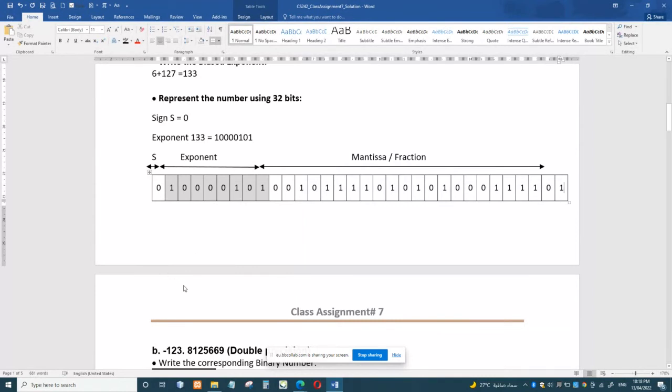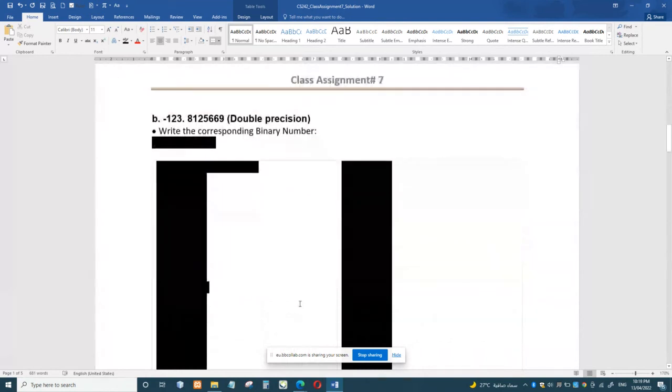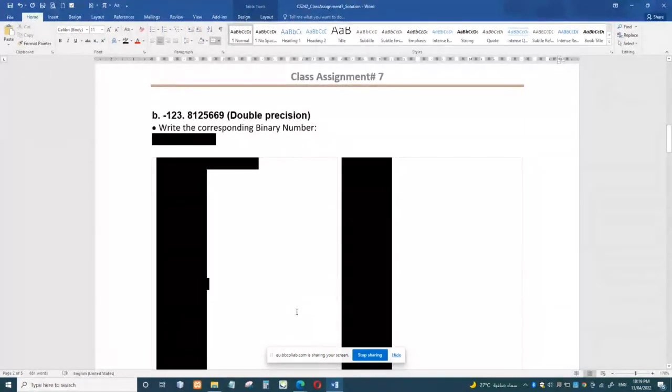Okay, it looks like we have only one or two students. The other students are busy with some tea, coffee, or kawa. So let's solve the problem.